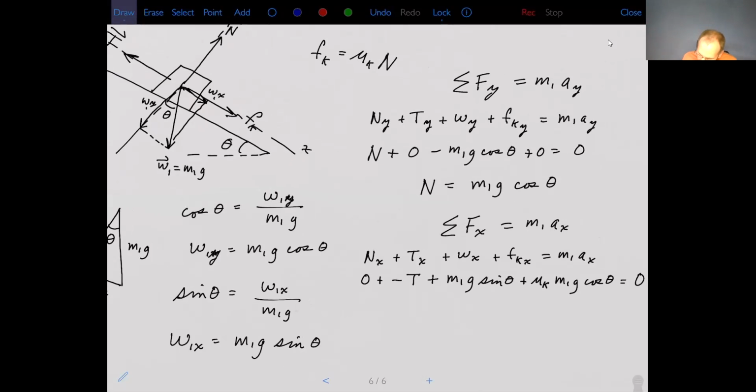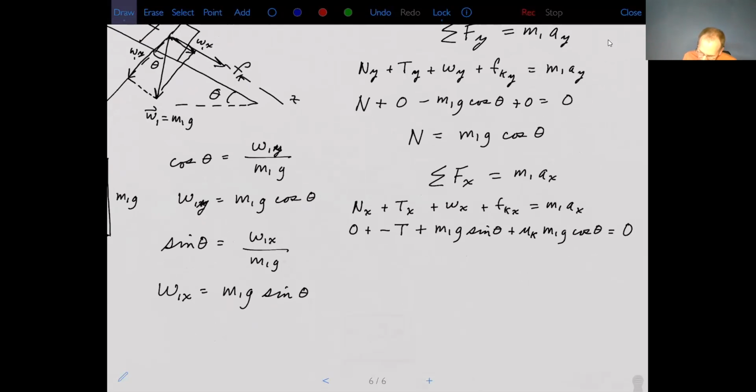Okay. Now what I can do is solve this for T, right? I want to figure out what the tension is. So basically, I'll add T to both sides. I'll bring it to the right-hand side. And I'm going to get m1 g, and I'm going to rearrange terms a little bit: m1 g mu k cosine theta, and I'll write that second term plus m1 g sine theta.